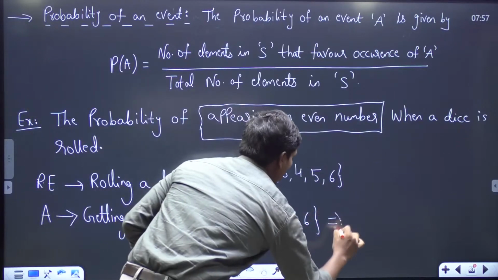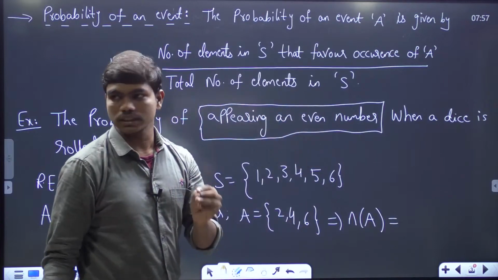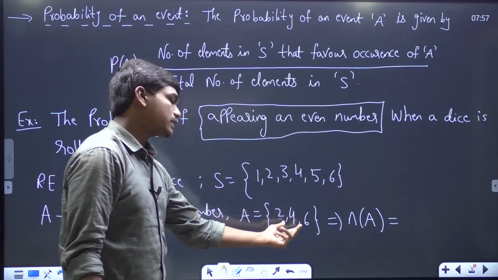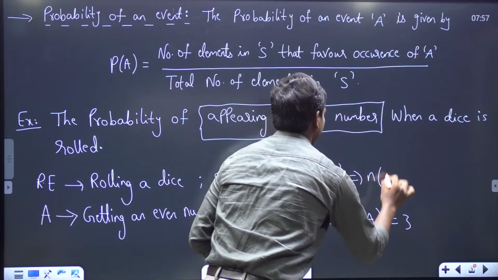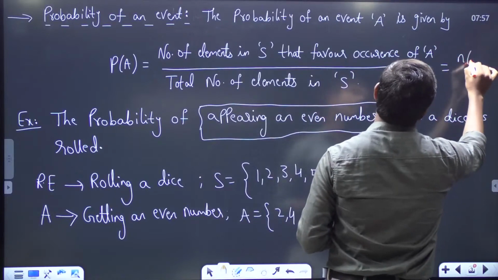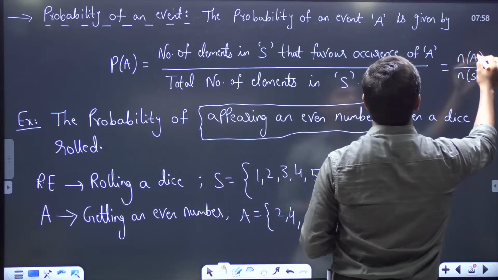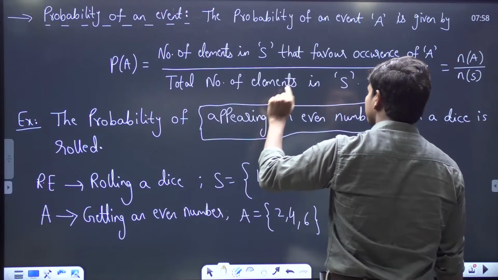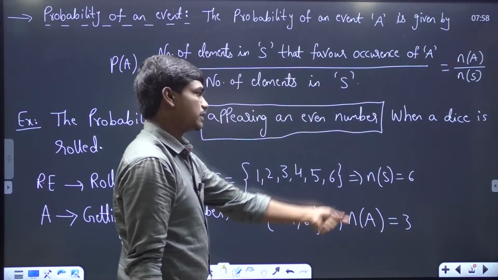If you write the cardinality number of A, which means basically how many elements there are within a particular set, that number is called the cardinality number. If there are 3 elements, we denote n of A is equal to 3. And this implies n of S is equal to 6. So this is basically the definition of n of A divided by n of S: the number of elements in set A, where A is the set containing all favorable outcomes, and n of S is the number of elements in the sample space of a given random experiment. So this is 3 and this is 6.